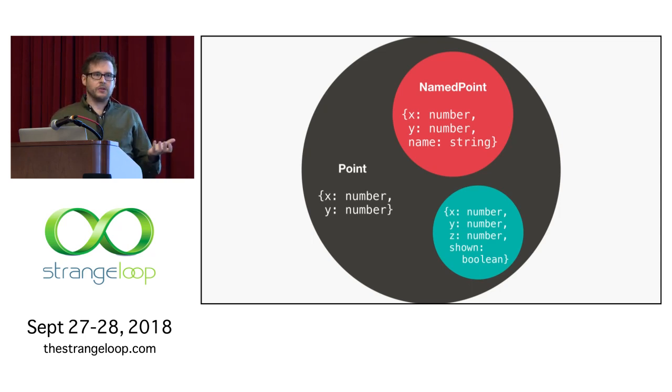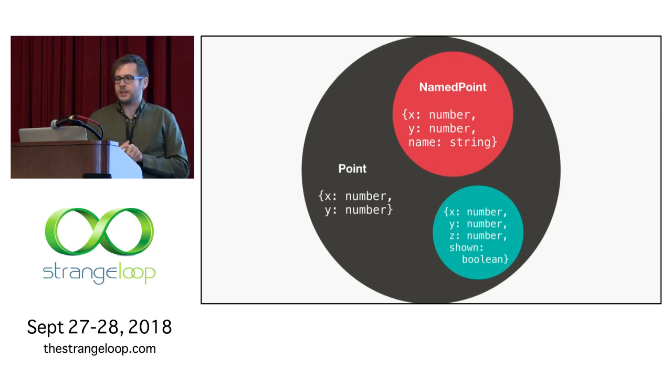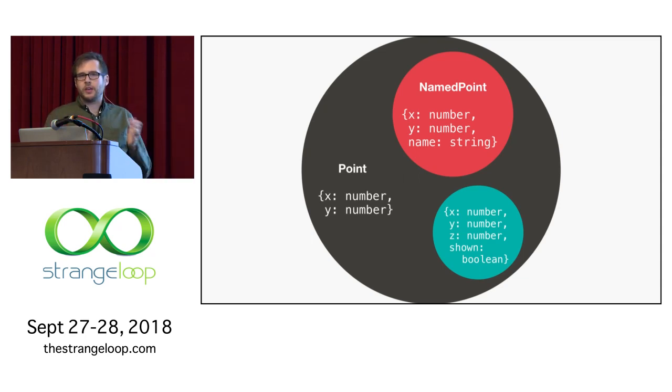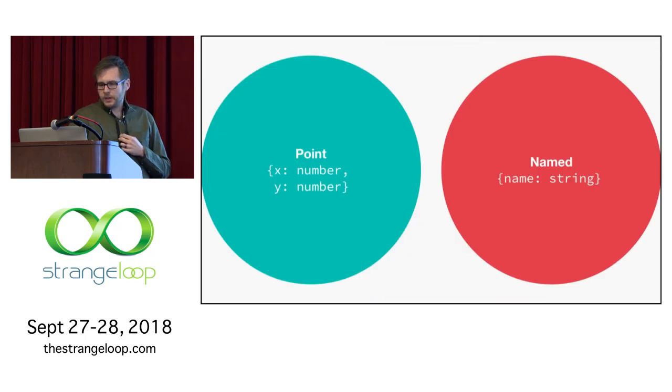So the set of points includes things that just have an x and a y, but it also includes all of our named points and anything else that's compatible. These tests that the types imply about our values are the minimum that is necessary to ensure compatibility. They don't say anything about having extra things along for the ride, especially with object types.